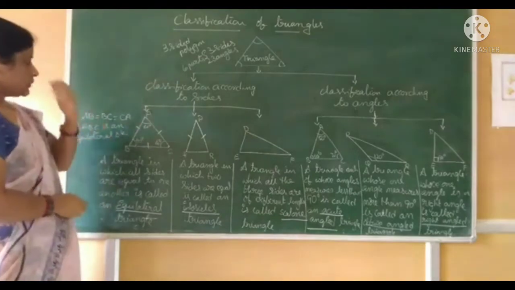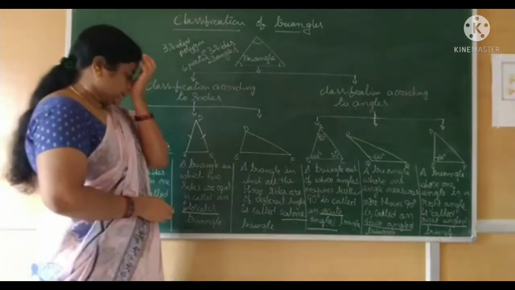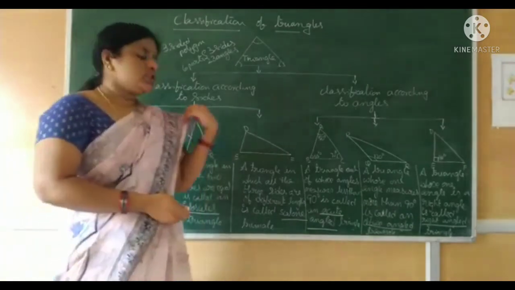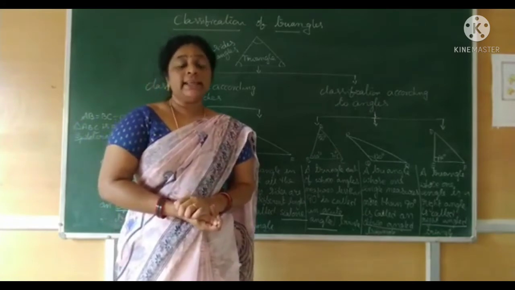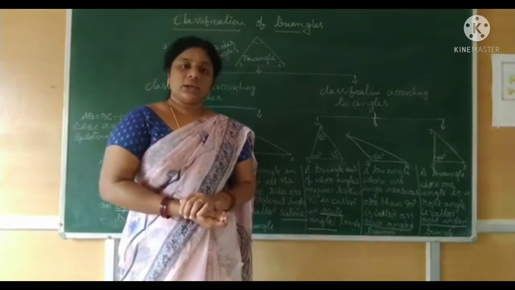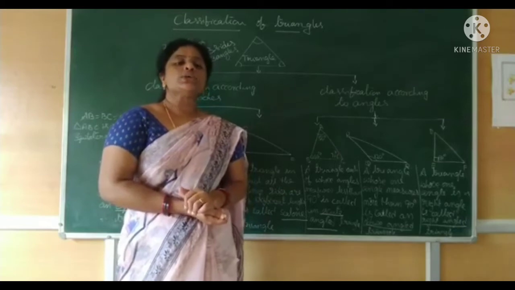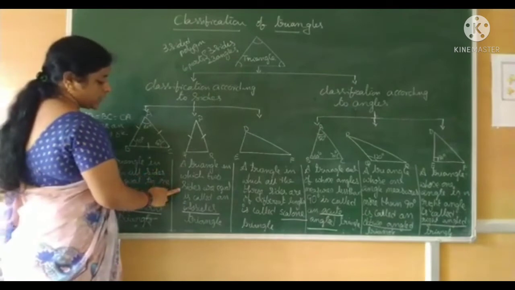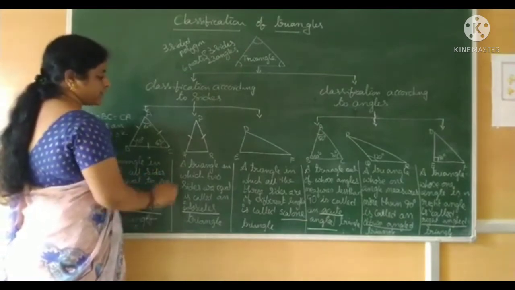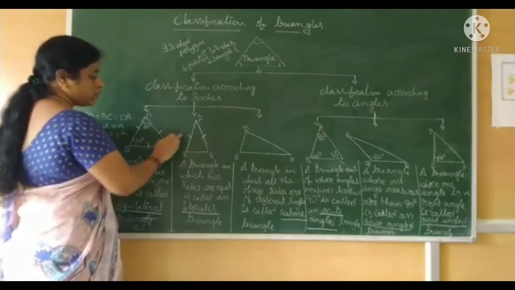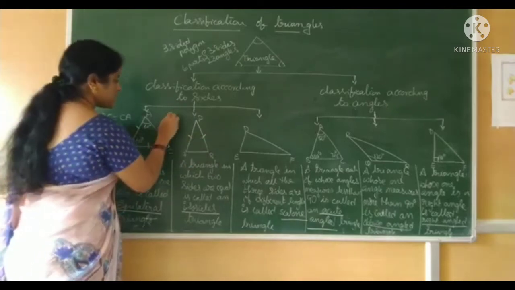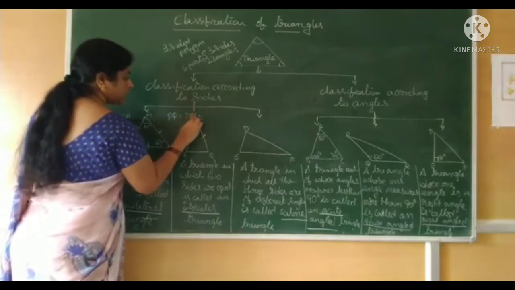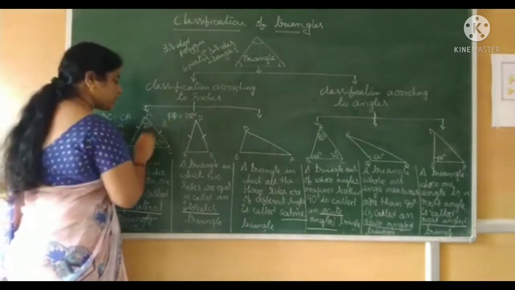Next, isosceles triangle. A triangle in which two sides are equal is said to be an isosceles triangle. See here, given triangle PQR, these two sides are equal. So, PQ equals PR.